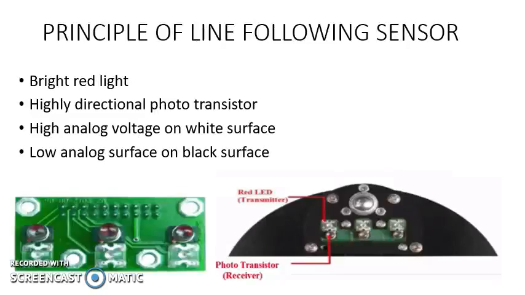Principle of line following sensor. The line following sensor consists of bright red LED light and highly directional photo transistor. In this given figure there are three red LED transistor and photo transistor. Bright red light is made to fall on surface on which robot has to follow black line. The surface consists of both white and black color parts.